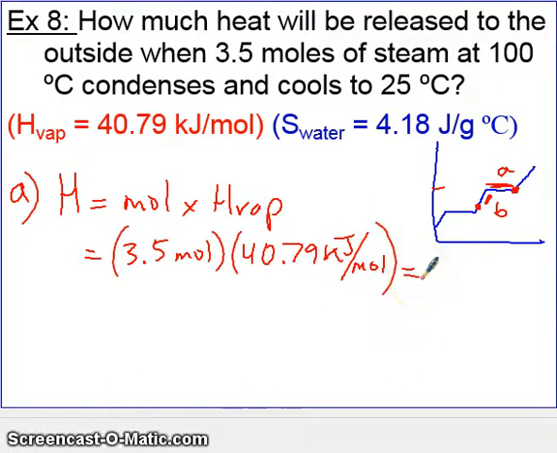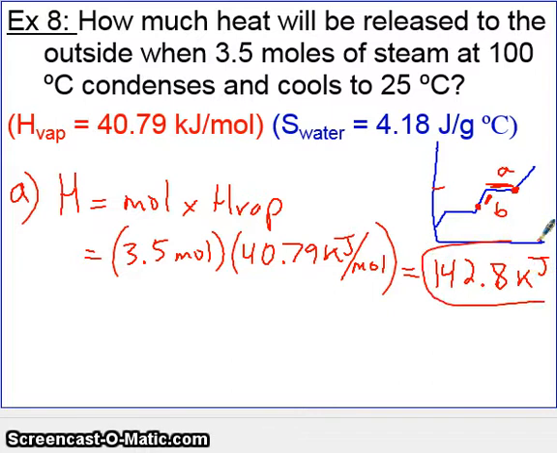So what we'll do is we will multiply these 2 numbers. Go ahead and do this in your calculator. 3.5 times 40.79 should give us 142.76, or we'll say 140 in this case, and this is kilojoules. So as we're condensing the water, that much heat is released. And then let's do part B.